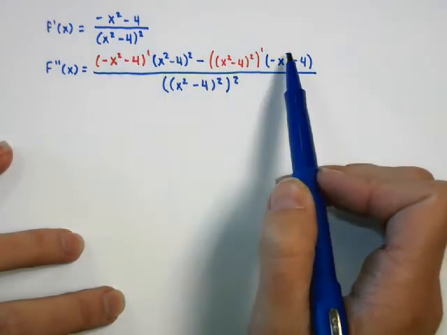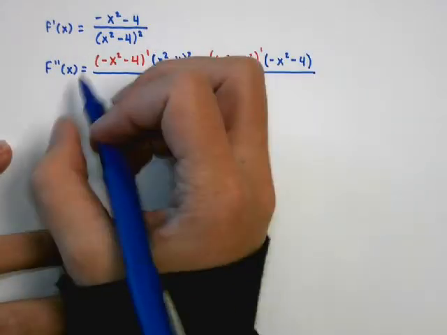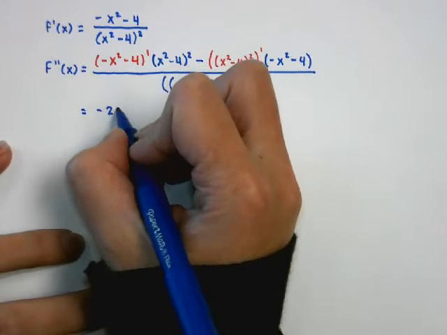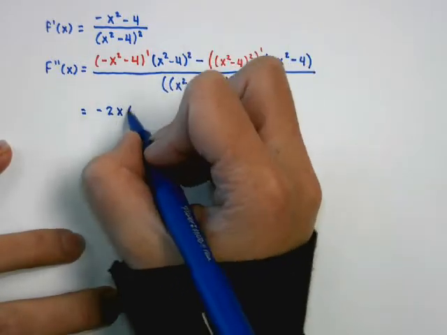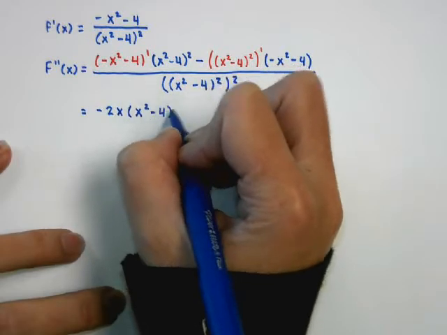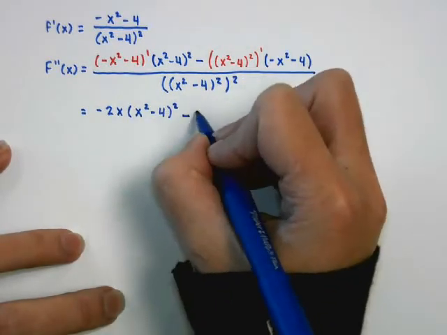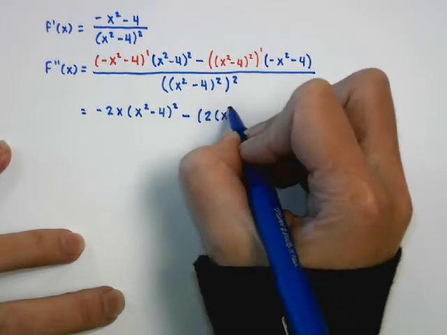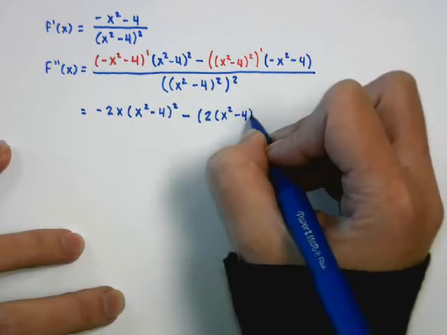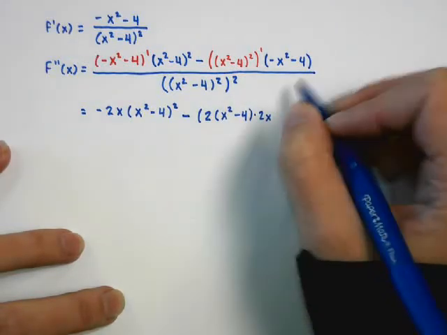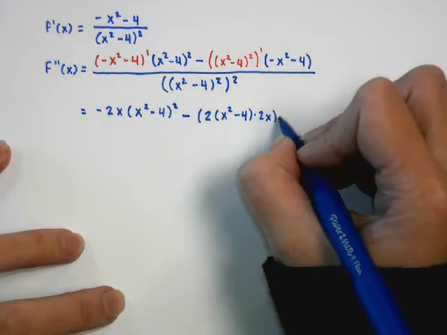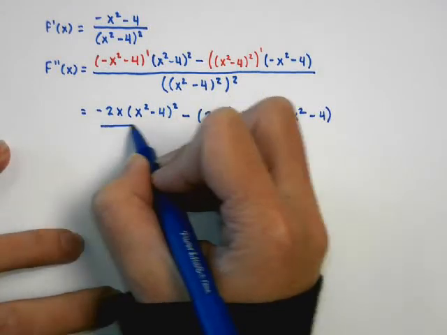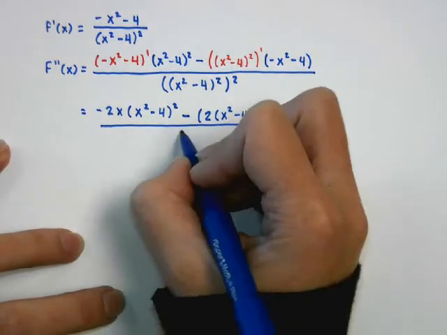So this is going to be a negative 2x times x squared minus 4 squared, minus this derivative is going to be 2 times x squared minus 4 times 2x for the derivative of the inside, times negative x squared minus 4, all over x squared minus 4 to the fourth.